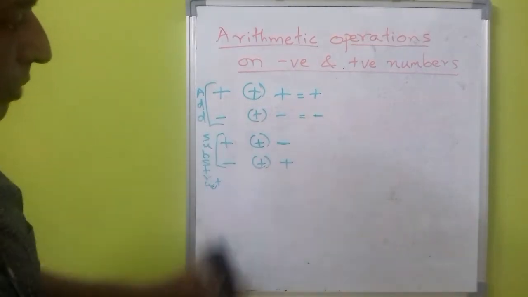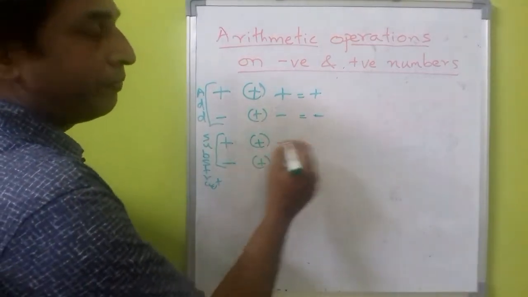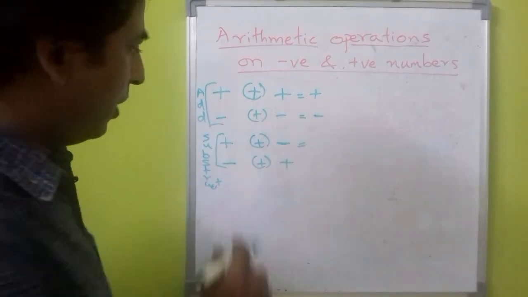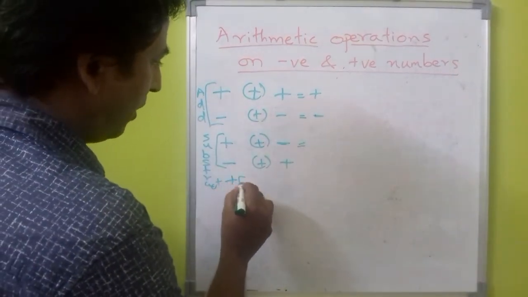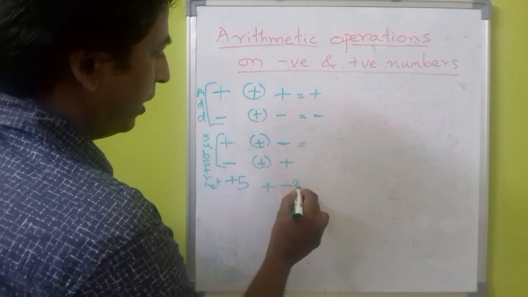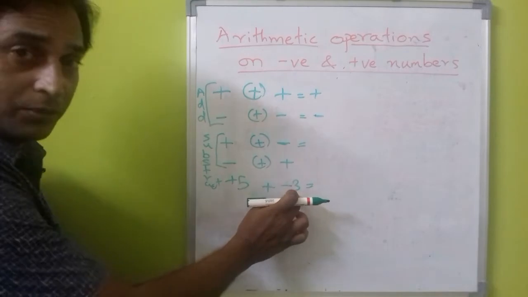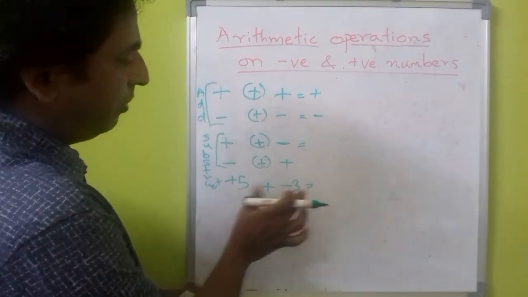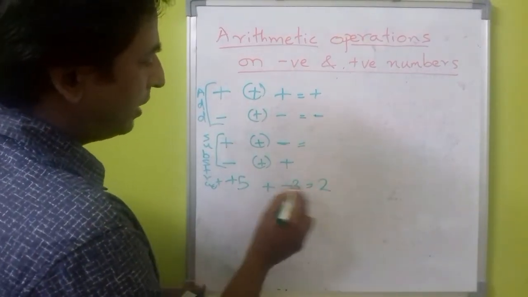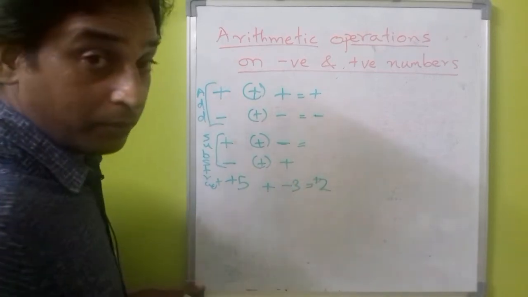the smaller number from the bigger number and put the sign of the bigger number. For example, let us take plus 5 added to negative 3. You will subtract 3 from 5, that is, 3 is the smaller number, you will subtract it from 5, that is 5 minus 3 is 2, and the sign of the bigger number is plus.